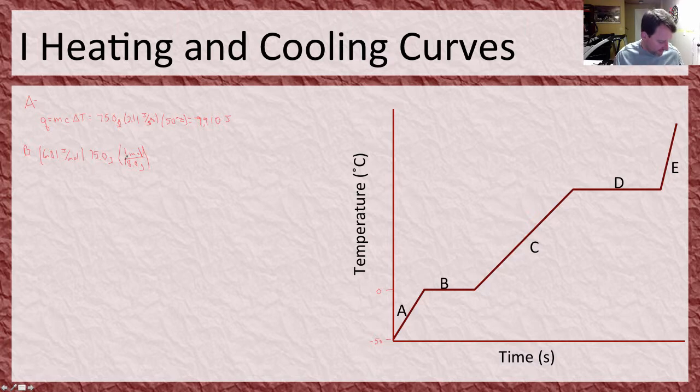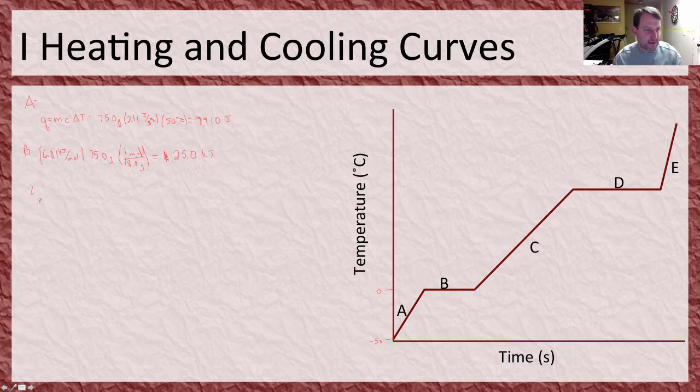So when we do that, we get 75 divided by 18.01, and we get 4.16 moles. So if we have 4.16 moles, it's going to be 4.16 times 6.01. This was actually kilojoules per mole, sorry. We end up with 25.0, again 3 sig figs, 25.0 kilojoules of energy. All right, so that's B.